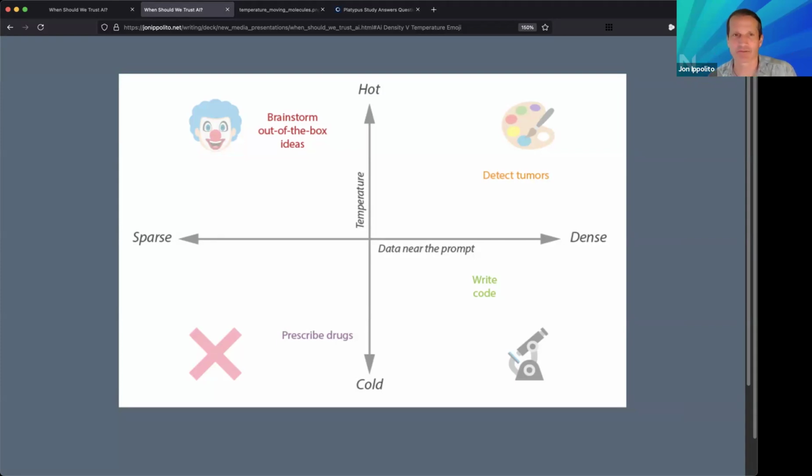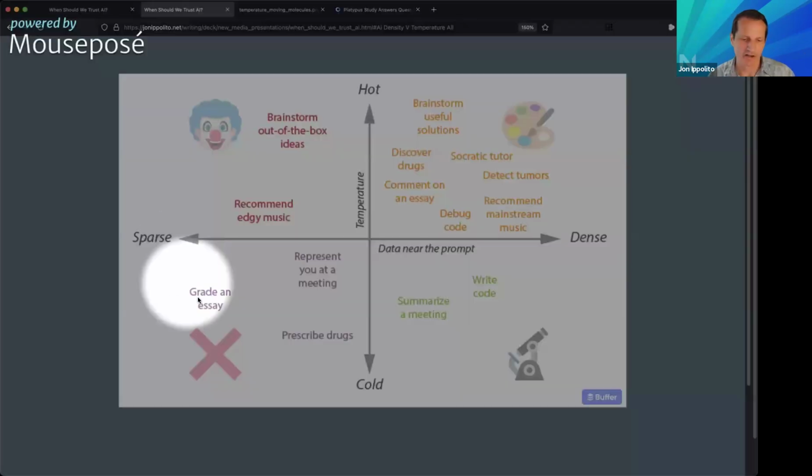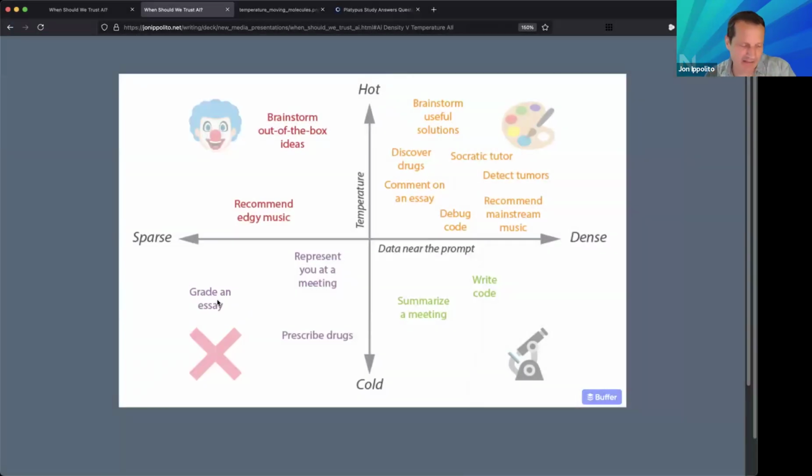In the interest of time, I might cheat. I was going to ask people to weigh in on this. I have a Google form, but let me just jump to my sense of where some of these tasks would lie. I put grade an essay down here, which I think is similar in some ways to what you're describing about detecting student writing. There's a big impact if you get a false positive and someone's called a cheater, even though they aren't. I think that grading an essay is an example of something where it's cold.